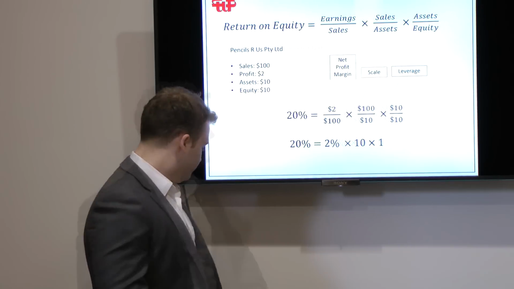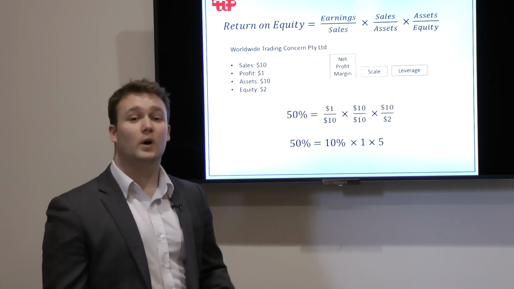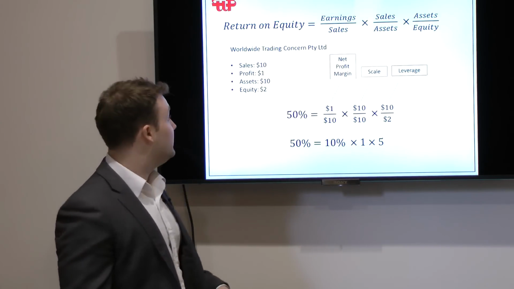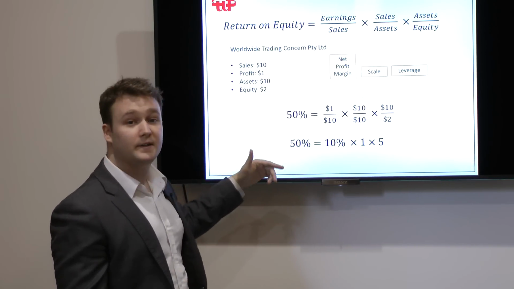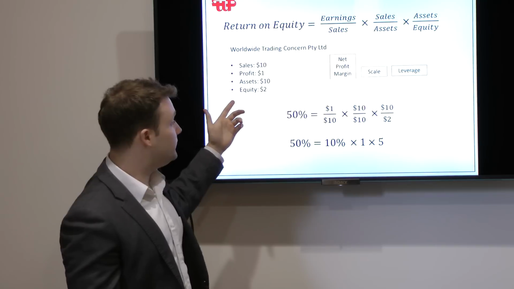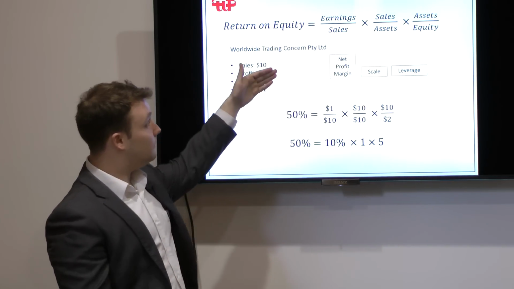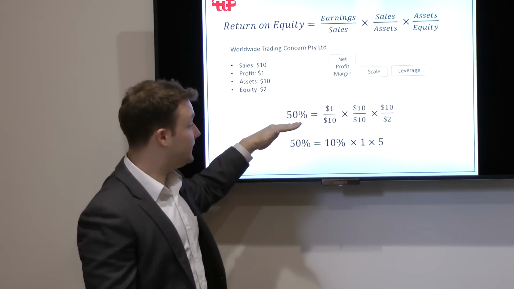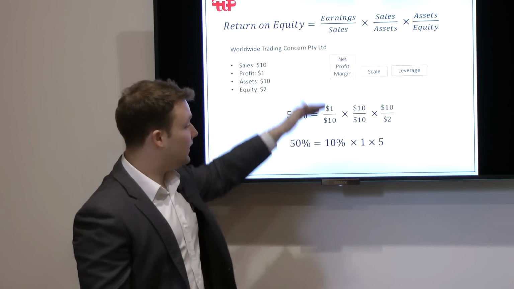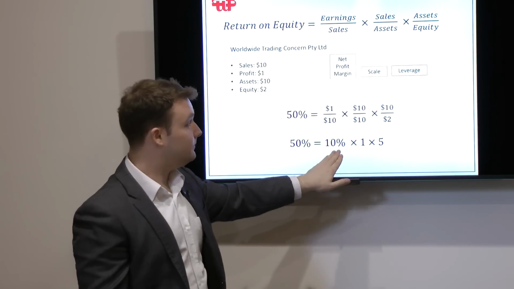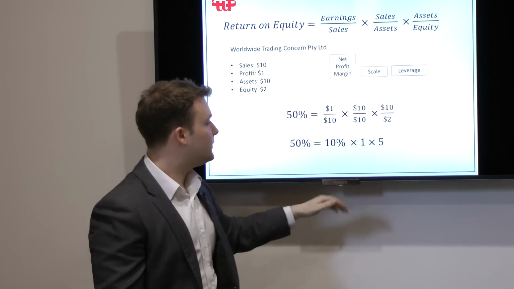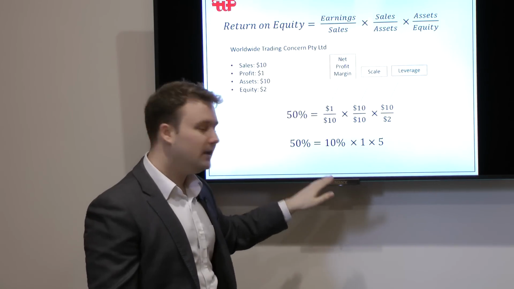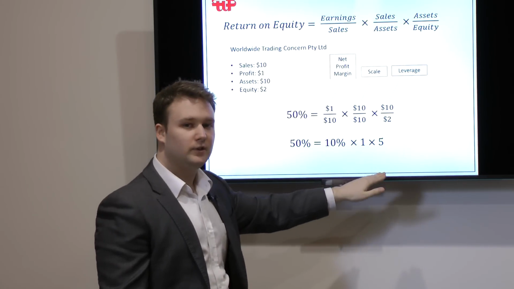its assets. So our next company is Worldwide Trading Concern Pty Ltd. It has sales of $10, profit of $1, assets of $10, and equity of $2. Now, its return on equity is a massive 50%. That's generated by the net profit margin of 10%, a scale factor of 1, and a leverage factor of 5. So whilst net profit margin does contribute here, the main factor is the leverage.